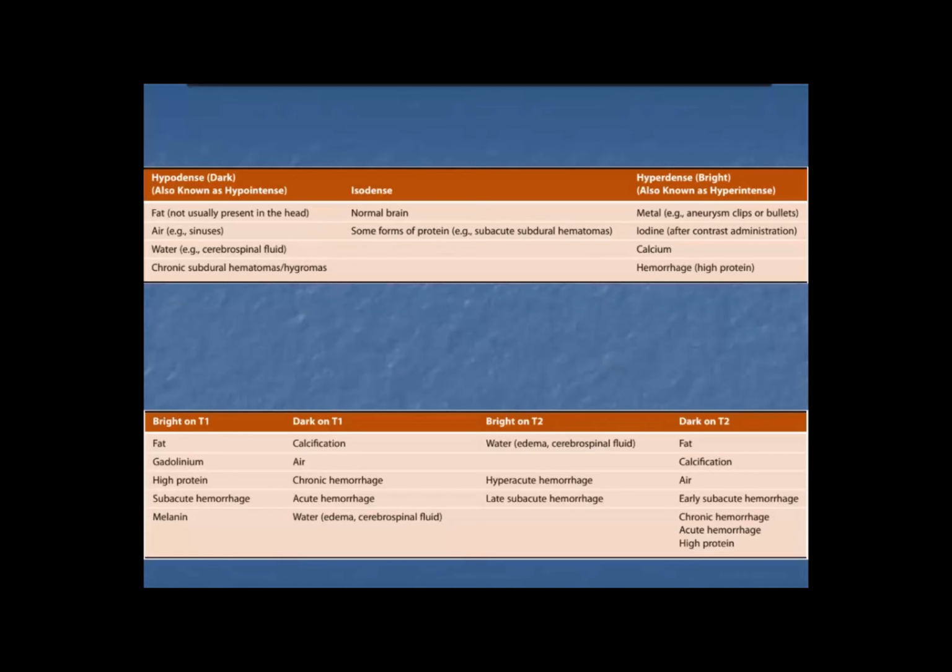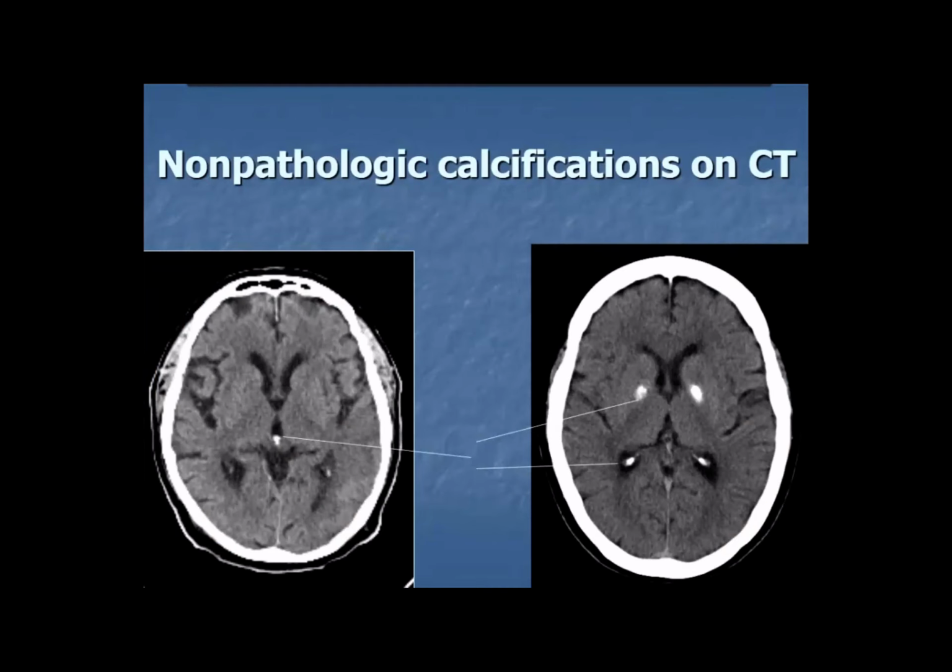The water, such as edema, cerebrospinal fluid, and the hyperacute hemorrhage, and the late subacute hemorrhage are hyperintense on T2 weighted image. And calcification, air, early subacute hemorrhage, and chronic hemorrhage, acute hemorrhage, and high protein are hypointense on T2 weighted image. This is a non-pathologic calcification on CT.